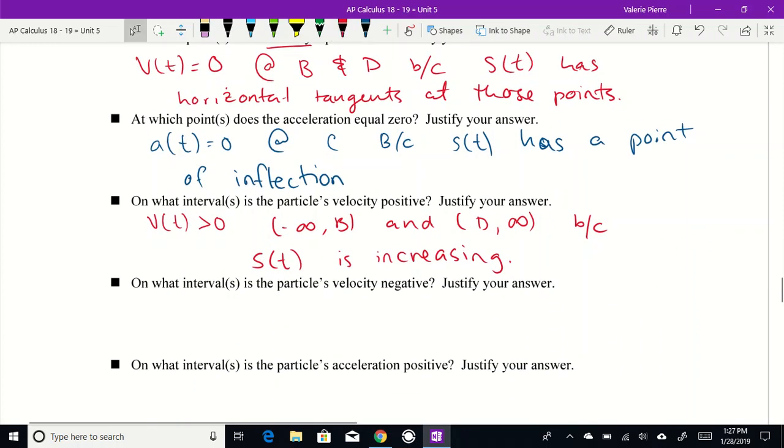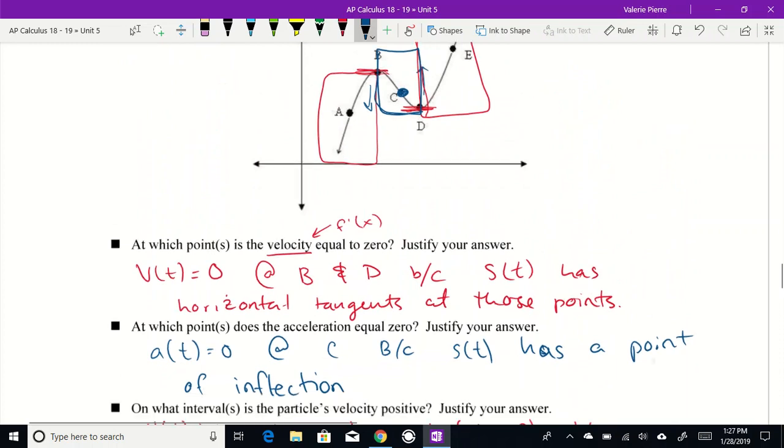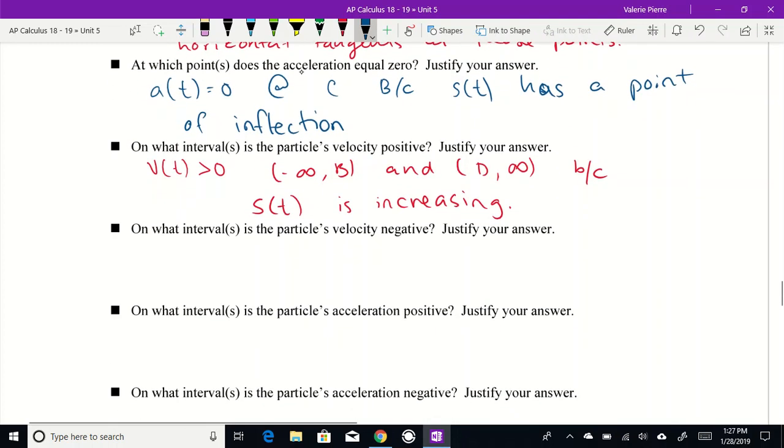And the particle's velocity is negative right in this middle section here because our function is decreasing. So v of t is less than 0 from b to d because s of t is decreasing.